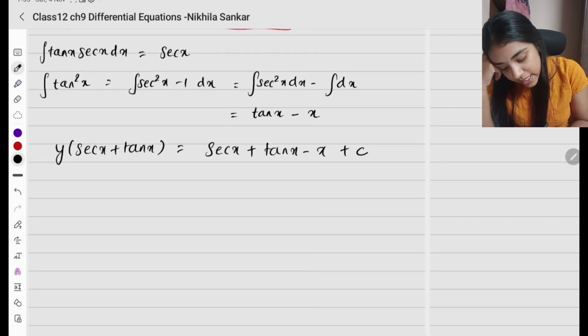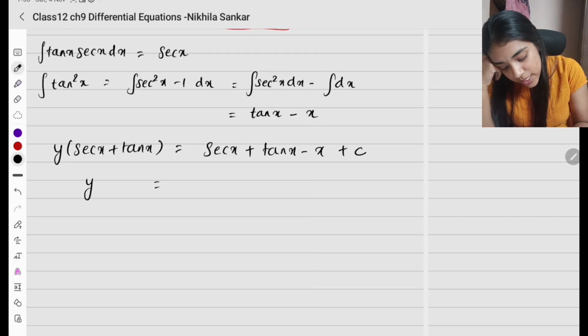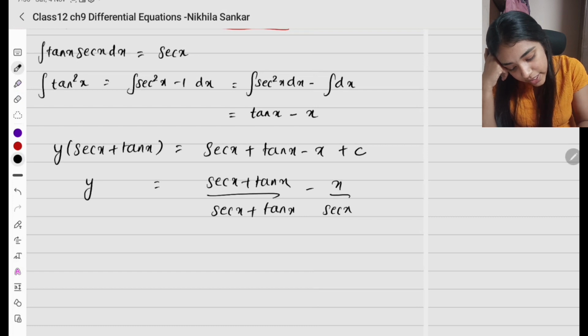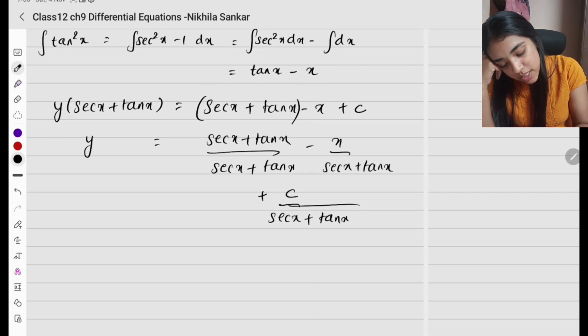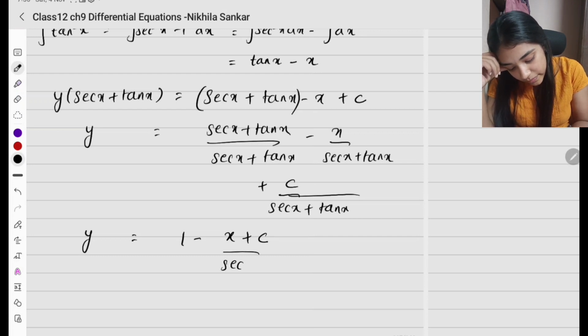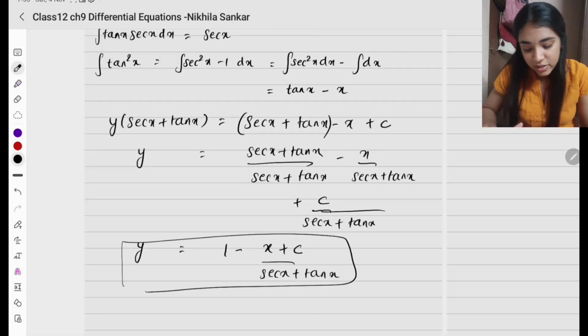Dividing the whole equation by secant x plus tan x, what do I have? y equals secant x plus tan x divided by secant x plus tan x, minus x divided by secant x plus tan x, plus c divided by secant x plus tan x. Can I split it like this? I'm just clubbing the two terms. Okay, now what do I have? y equals 1 minus x plus c divided by secant x plus tan x. So this is my final answer. Please copy.